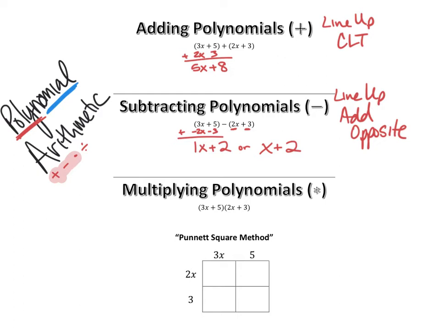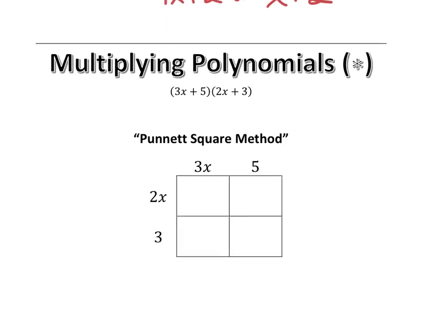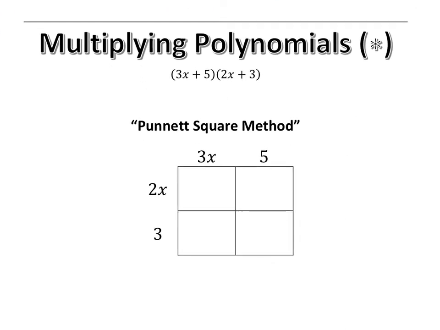Polynomial arithmetic is very straightforward. Polynomial multiplication is really fun. We're going to learn a couple methods to multiply our polynomials, but today we're going to learn a method called the Punnett square method. Now, those of you who are in biology know what a Punnett square is. A Punnett square is something you use to determine the alleles in genetics.